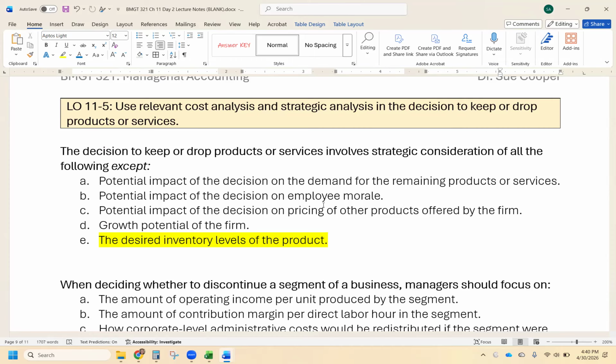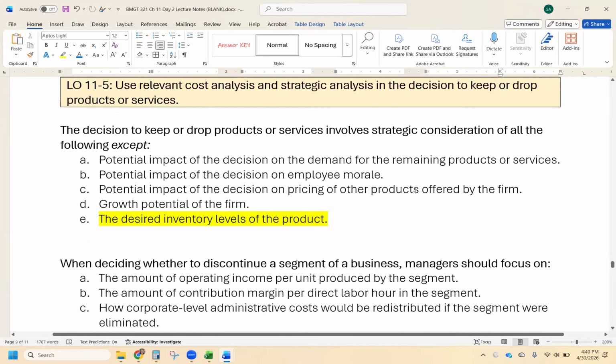Growth potential of the firm. Maybe it would be better to just process further instead of dropping it. Have you thought of that? Maybe that's a good idea. Or maybe stop processing it further and start selling it as is, at the pre-separable costs. So you might have other options that aren't just drop the product.